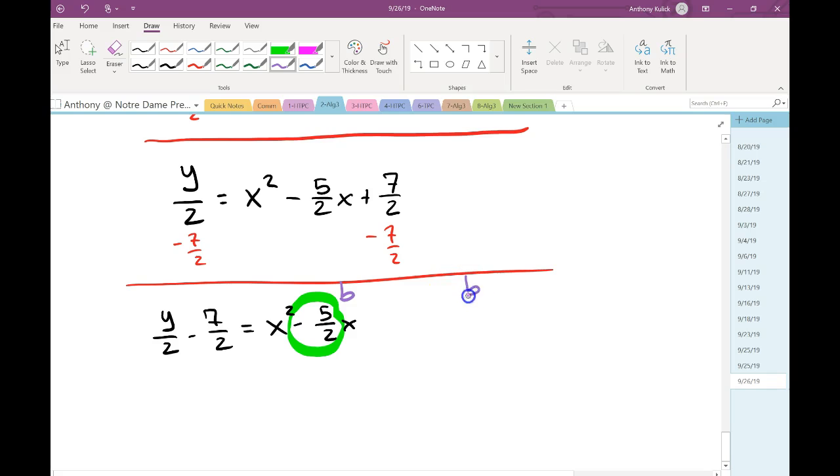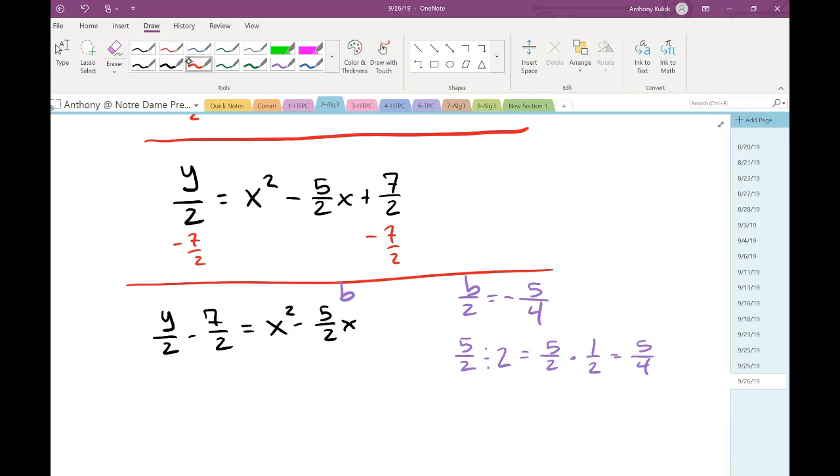What is b over 2 then? Negative 5 over 4. Why is that? 5 over 2 divided by 2 is the same as 5 over 2 times the reciprocal. Do we remember that from, I don't know, middle or elementary school? Dividing fractions.